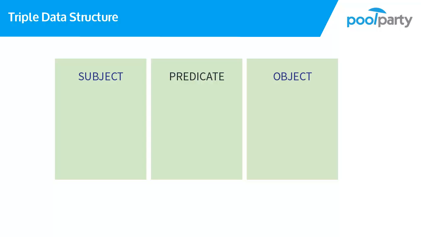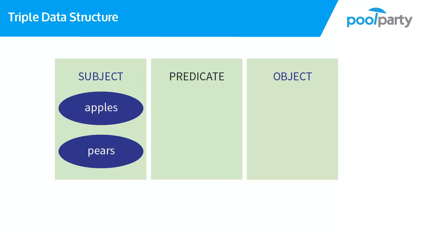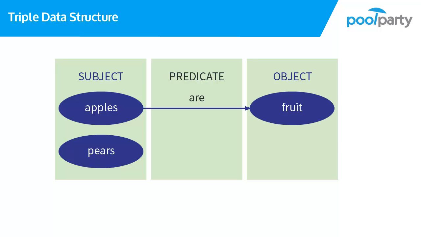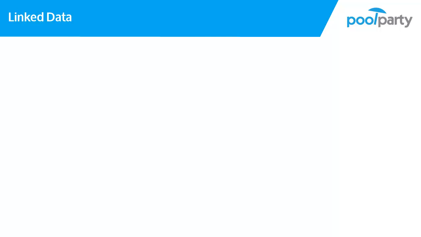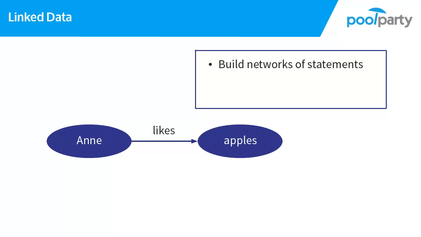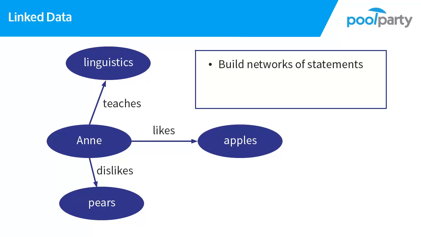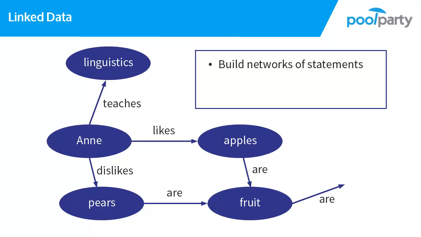We can also extend our dataset to include apples and pears as resources that we can also describe. We can say that apples are fruit and that pears are also fruit. This data structure allows for several things. First, it allows us to build long chains and networks of interconnected statements. This is why it is also called linked data.